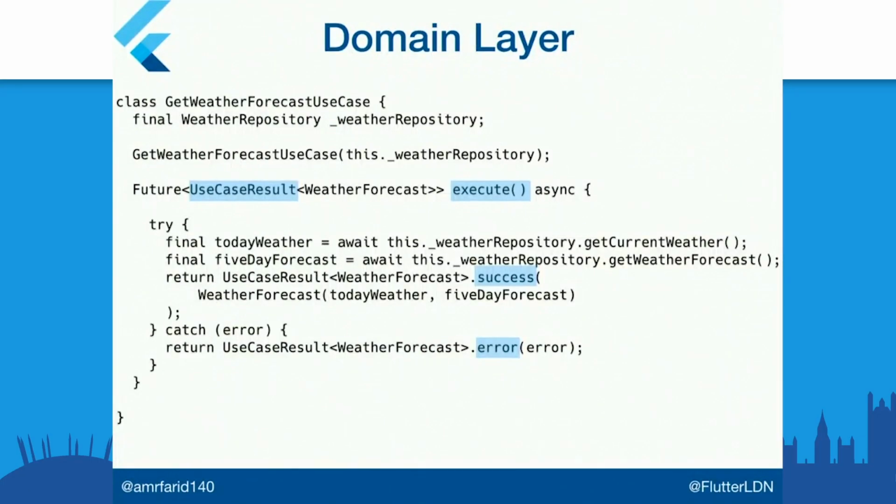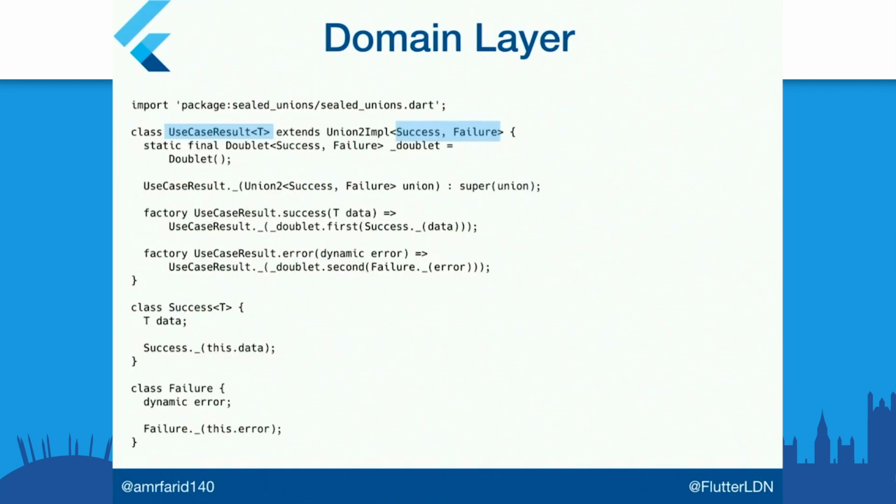So if we look at a simple use case, the forecast that I was talking about, we have an execute method, and that execute method evaluates to a success or an error. Again, we are returning a type that's called a use case result. And if we have a look, it's another sealed union of two. The result is either a success or a failure.